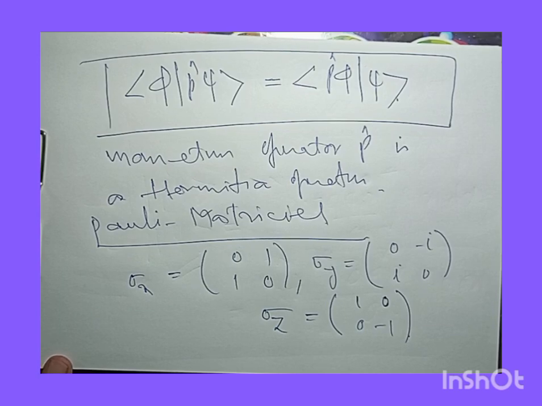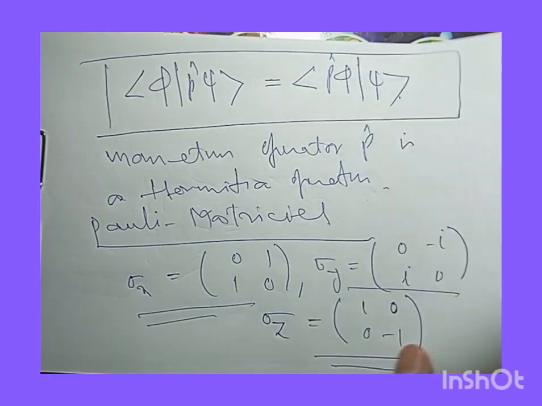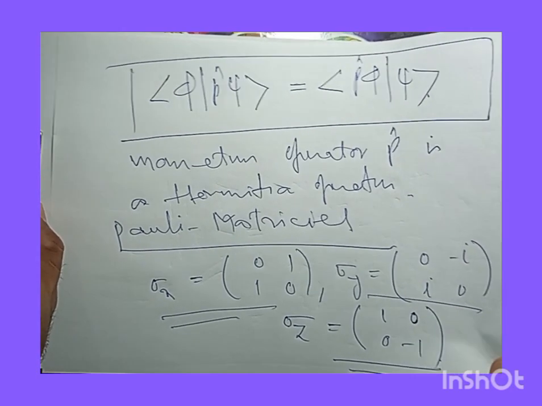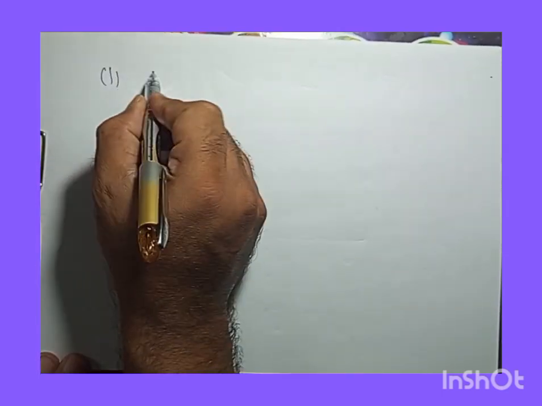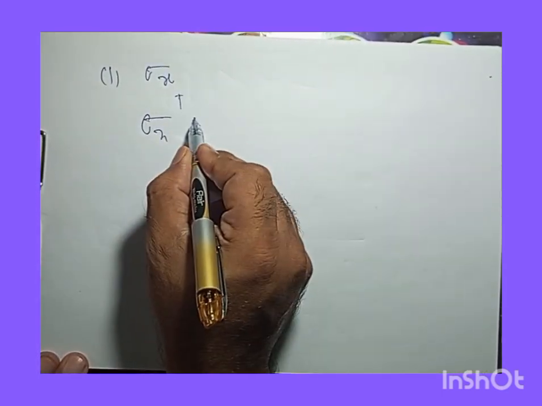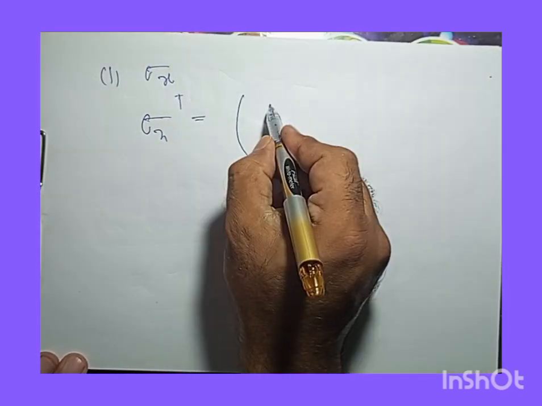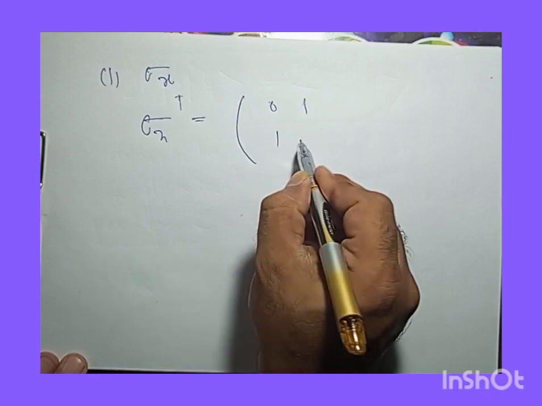So what we have to do here is prove that these Pauli matrices are also Hermitian. And proving Hermitian means the dagger of that operator must be equal to the operator. So if that's the case, then we will say that the operator is a Hermitian operator. Now, the first is sigma x, and I would like to calculate its dagger. So what is sigma x? Sigma x is 0, 1, 1, 0.